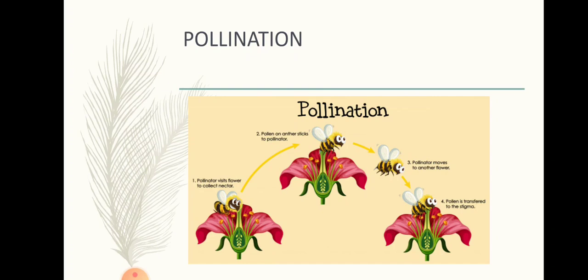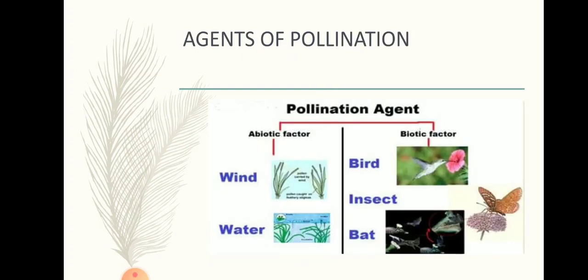Then the next topic is agents of pollination. We have seen cross pollination takes place mostly with the help of some agent. In the earlier slide we have seen that it is carried with the help of insects. Along with insects there are other agents like wind, water, birds and bats, all of which act as agents of pollination. Insect pollinated flowers must be brightly colored and have a good fragrance, and then only the insects will get attracted towards them. They get attracted for collecting nectar, and this is how the pollen grains are transferred.